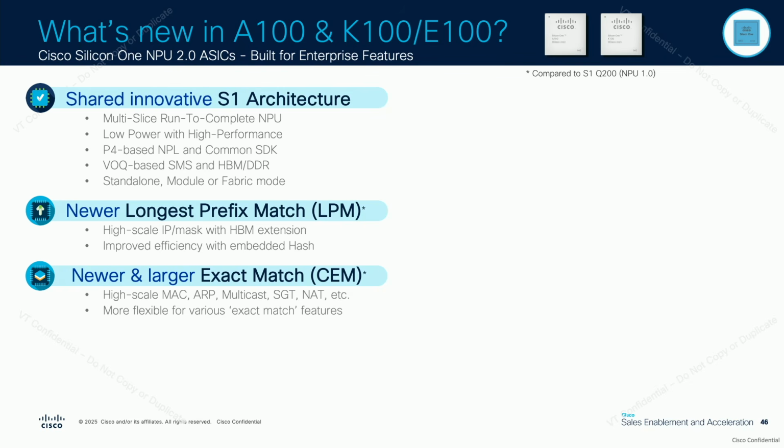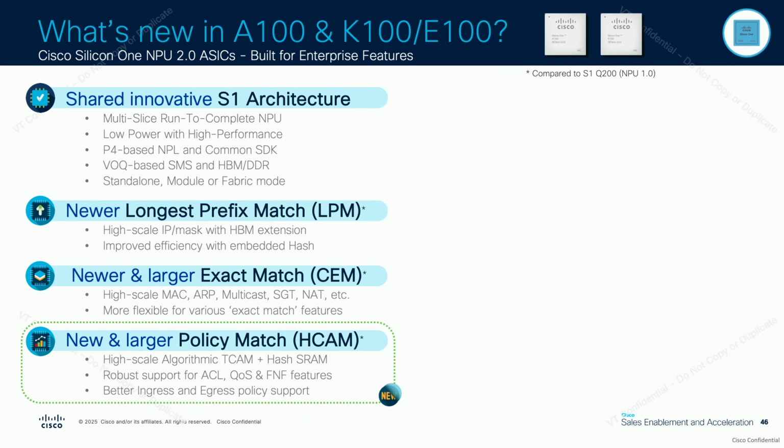Exact match means I have to match every single bit, right? But this is where your MAC addresses, your ARP, things like SGTs. We're very big on this fabric and group-based policy. This is where I store the SGTs. So the bigger this table is, so it's newer and significantly larger. In the K100, for example, it's 1.2 million entries. So that's how I can have massive MAC address scale. I can have massive SGT scale and so on.